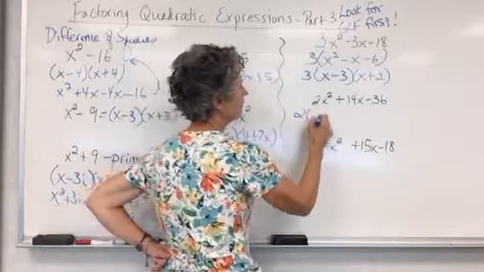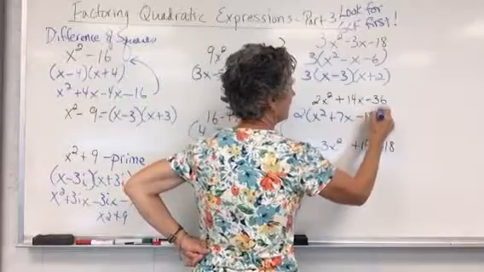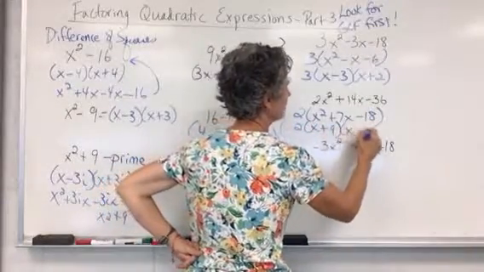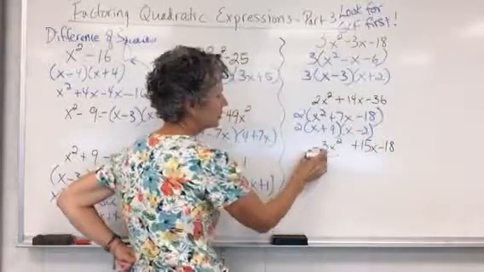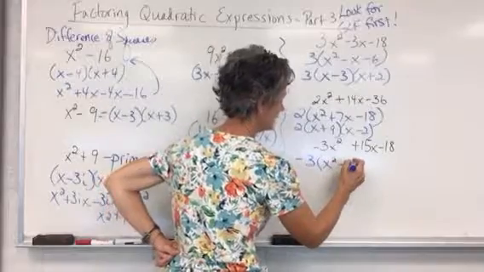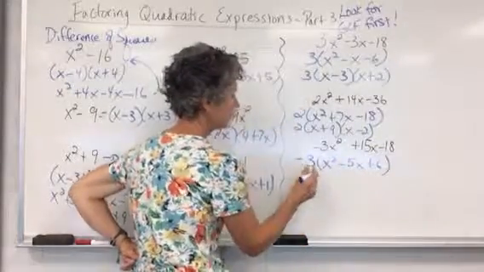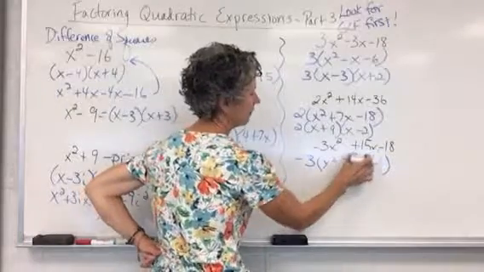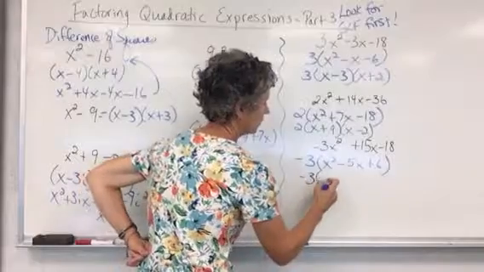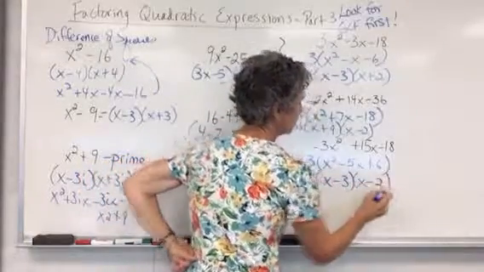If we take a 2 out of this one, we have x squared plus 7x minus 18, which would give us x plus 9 times x minus 2. If this first term is negative, I would take out a negative 3. So we'd have x squared minus 5x plus 6, because the negative 3 times negative 5x would give you positive 15x. That would give you negative 18. So then this would be x minus 3, x minus 2.